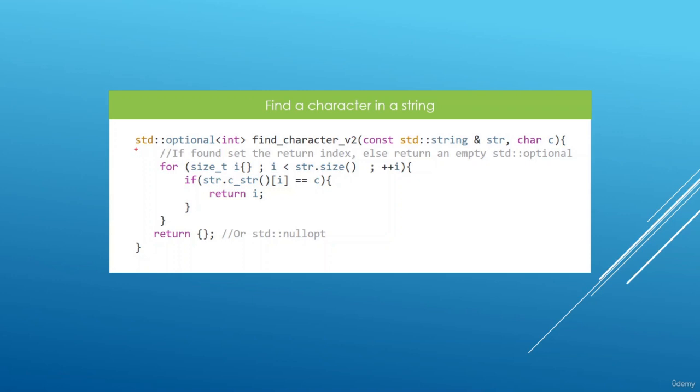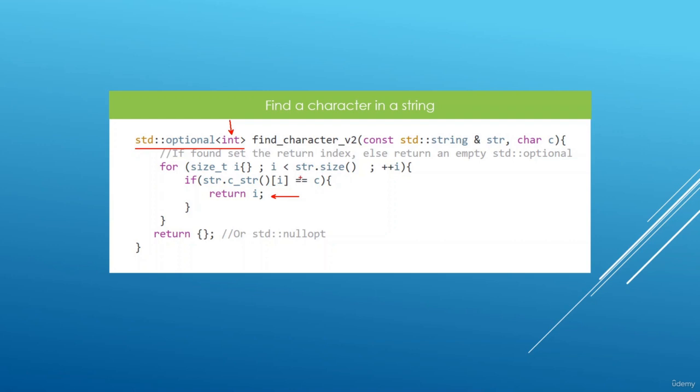Now you see that the return type of this function is std::optional, which is going to be wrapping around an int type. And inside we're going to do our search. And notice what we do here. If we find our target character, we're going to just return the index. How cool is this? And if the loop goes on and doesn't find anything, we're going to return an empty pair of curly braces, and this is going to return std::nullopt, or it's going to return an std::optional variable which doesn't contain anything.